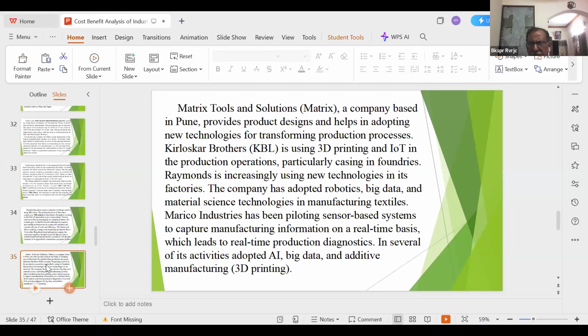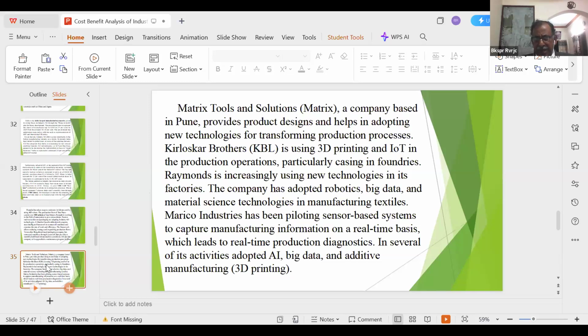Matrix Tools and Solutions, a company based in Pune, provides product design and helps in adopting new technologies for transforming production processes. Kirloskar Brothers, KBL, is using 3D printing and IoT in its production operations, particularly casting in foundries. Raymond's is increasingly using new technologies in its factories. The company has adopted robotics, big data, and material science technologies in manufacturing textiles.